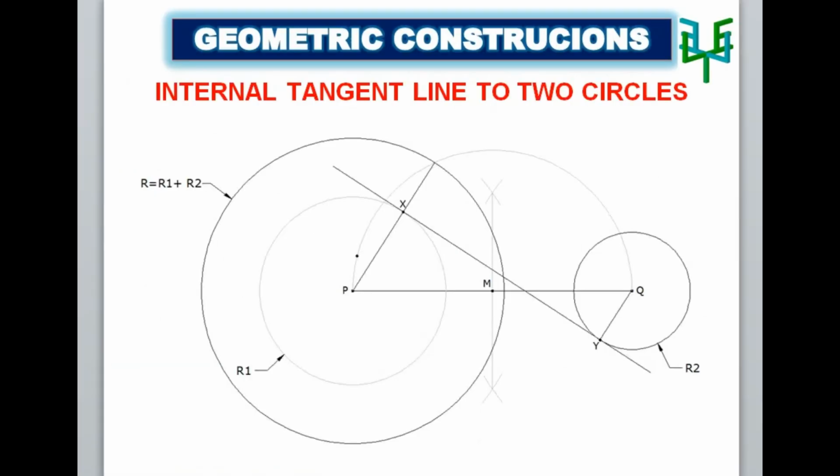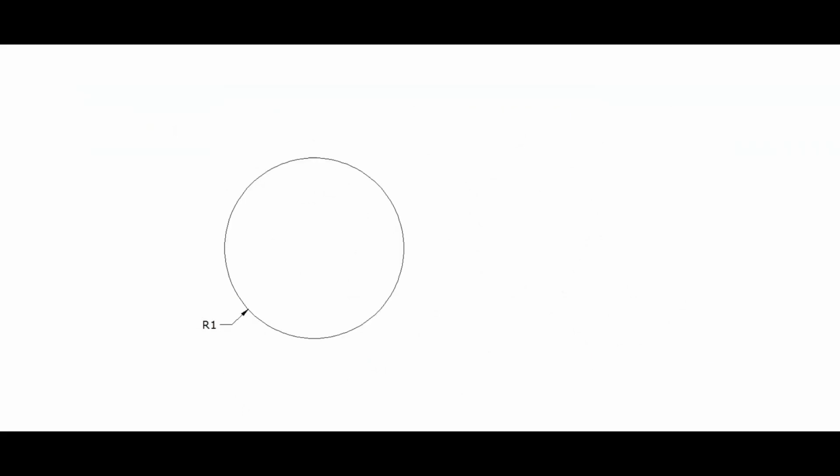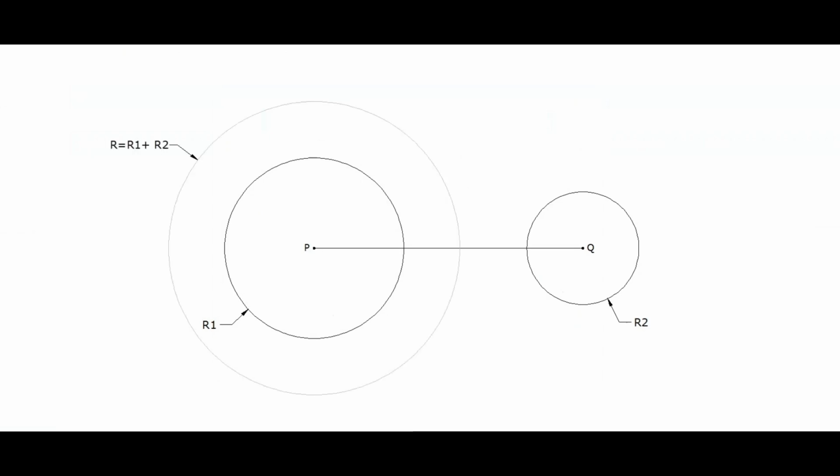Internal tangents to two circles. Draw the circles with the given radius. Let the center points of the circles be P and Q. Join P and Q with a straight line. Draw a third circle with a radius equal to the sum of the radius of other two circles. Draw a perpendicular bisector for the line PQ. Draw a circle from the midpoint M of the line PQ with radius MP or MQ.